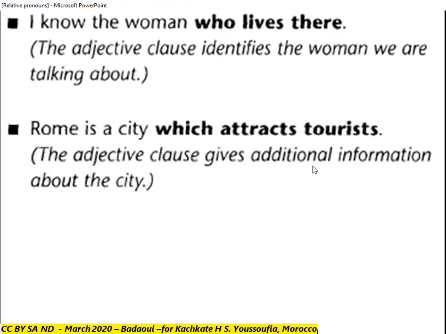So in this example, we use the relative pronoun who to give more information about the person we're talking about. So here we cannot say which because we are talking about a person. So we use who for people. And here we have a city, which is an object, a place, of course. We use city, which attracts, which is a relative pronoun that replaces an object or a place.